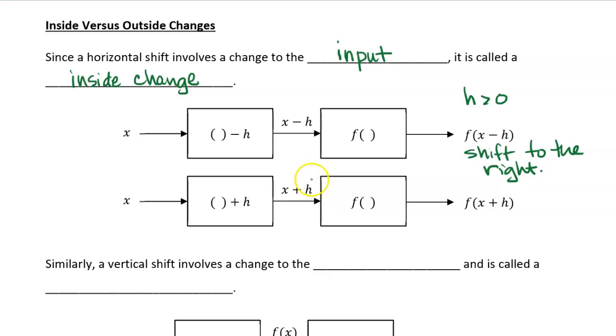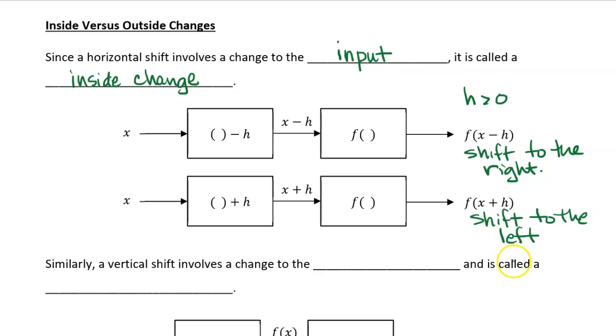Okay, and on the flip side, if we add something to x before we feed it into the function, now we've increased x, so it doesn't take as much. It takes less x to achieve the same amount of output. So we ended up with a shift to the left, right? So a shift to the left is in the negative direction.